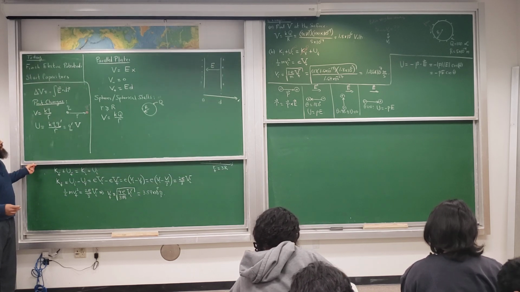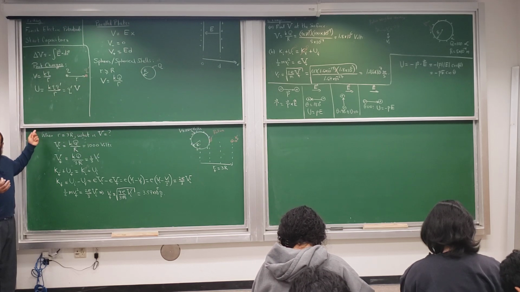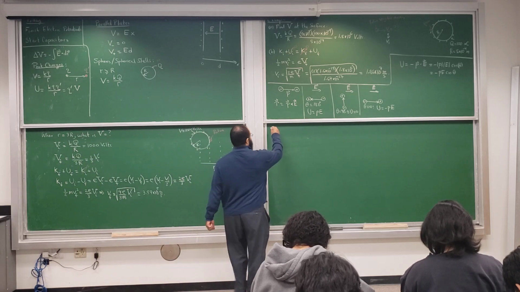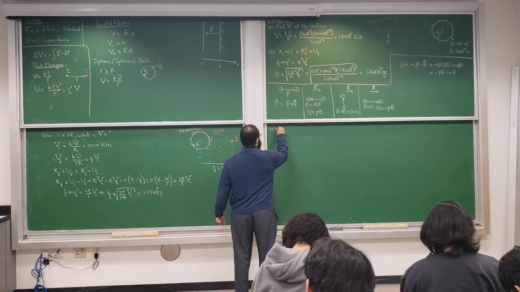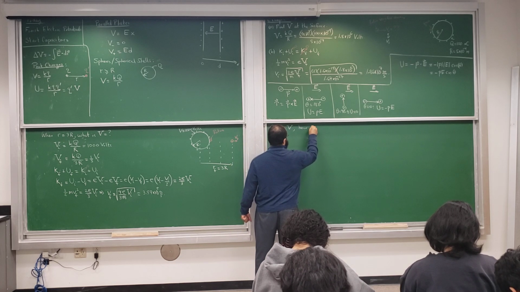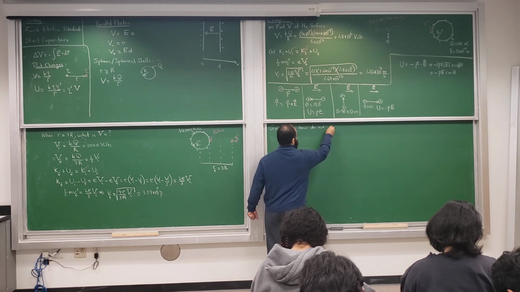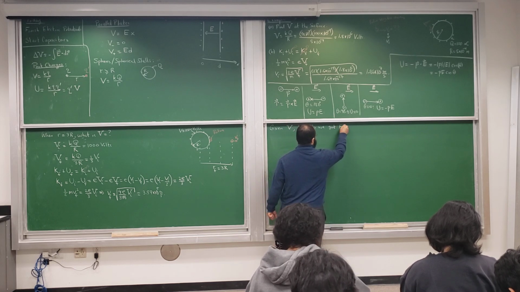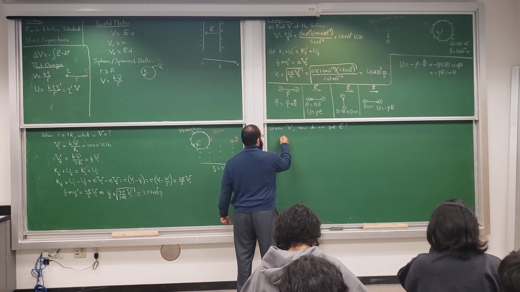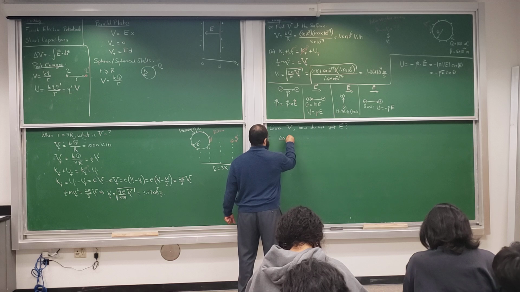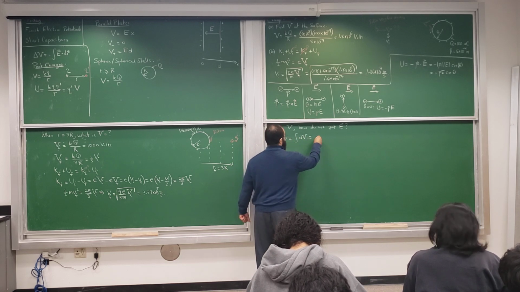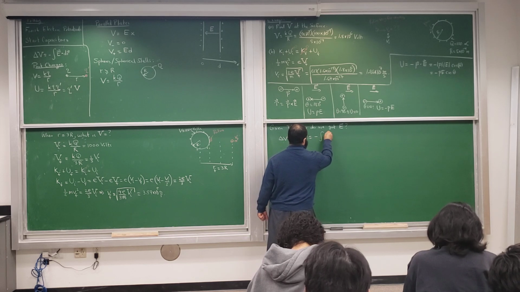So the result will not be surprising. That's what we will get. So given V, how do we get E? So delta V is the integral of dV, where delta V is minus E dot dr.